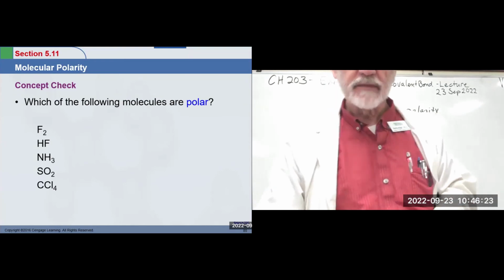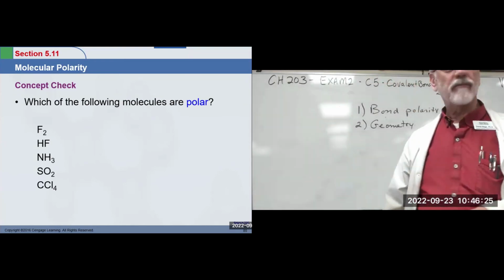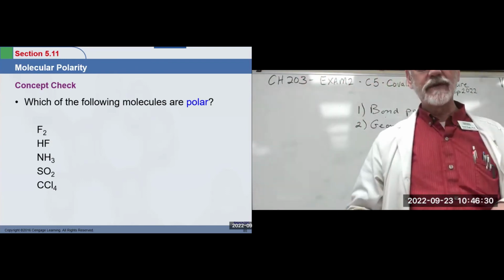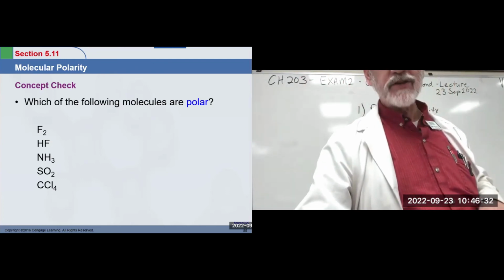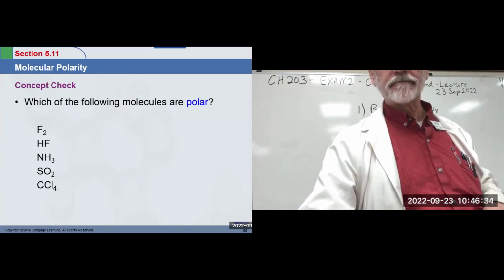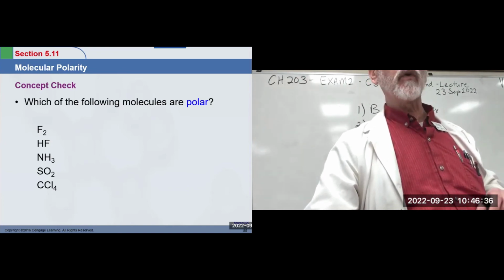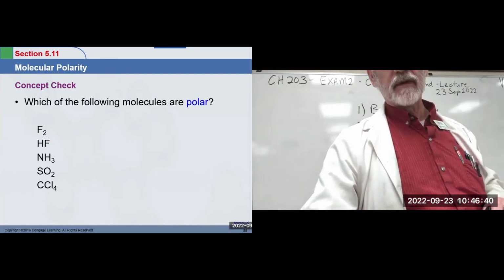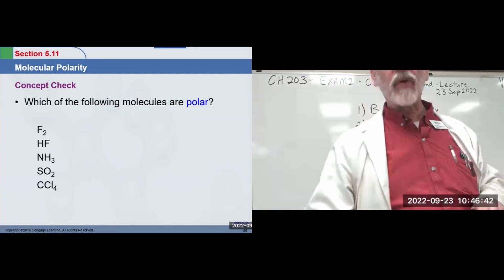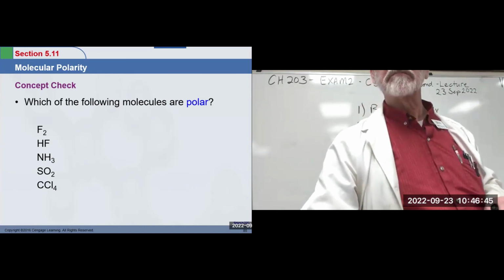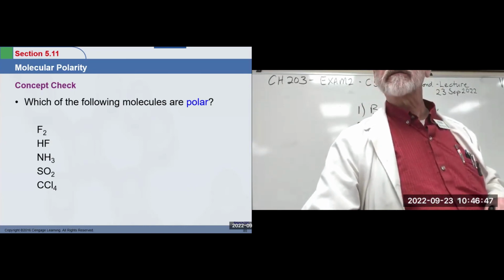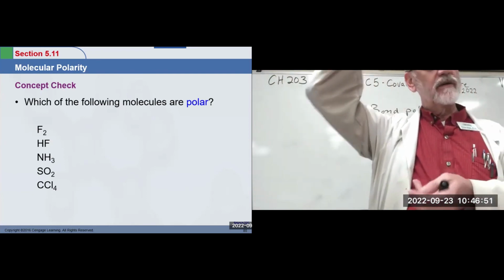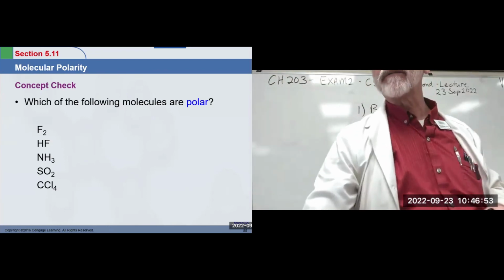Which of these are polar? Well, fluorine is not polar, right? Because you've got two of the same atoms. It has to be nonpolar. HF, yeah, that's polar. What do we say? Hydrogen's 2.1 and fluorine is 4. Yeah, that's definitely polar. Ammonia, is that a polar molecule? Yeah, toward nitrogen. And then you've got that extra pair of electrons up here. So it's polar toward that lone pair.